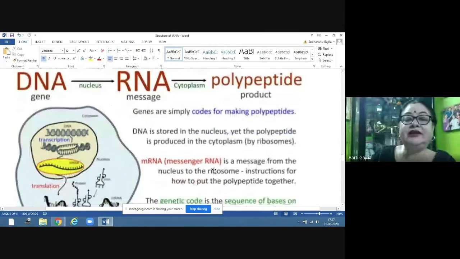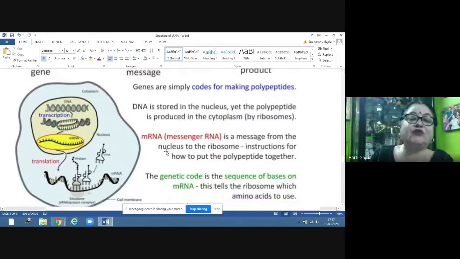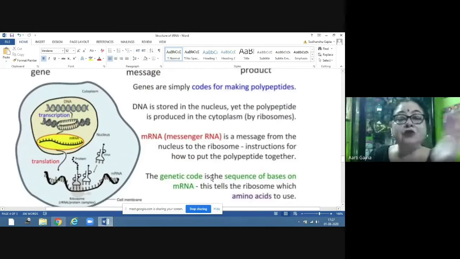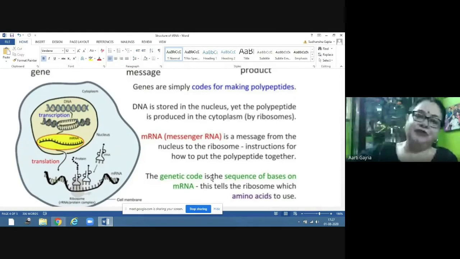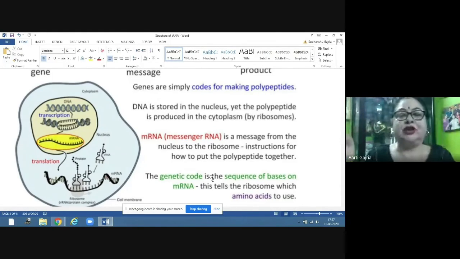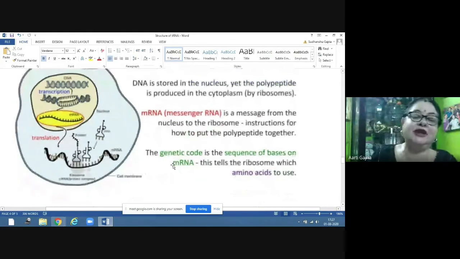Messenger RNA is a message from the nucleus to the ribosome. Instructions for how to put the polypeptide together. The messenger RNA is bringing the code for all the amino acids which are required for that particular protein. And this genetic code is the sequence of bases on messenger RNA. This tells the ribosome which amino acids to use for making protein.